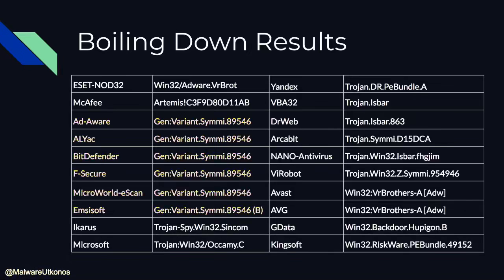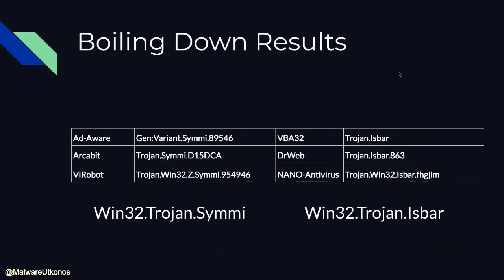You need to correct for that if you're going to write an algorithm to boil down your results. There's another one here. Avast and AVG are clearly a shared signature, so again, you have to correct for that one. Moving down, I've boiled this down to two possibilities. These are clearly all different signatures from different companies. ISBAR or SIMI, both of these are, by the way, fairly generic results, but I just wanted to demonstrate the process.